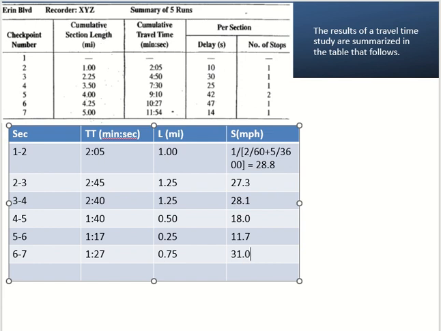Okay, this is what now? This is travel speed. I'll write travel speed here. They are also asking for running speed. So I used travel time for travel speed, I will use running time for running speed. What's the difference? Running time is without delay. So you have travel time, you have delay. You can just subtract it and calculate the running time.